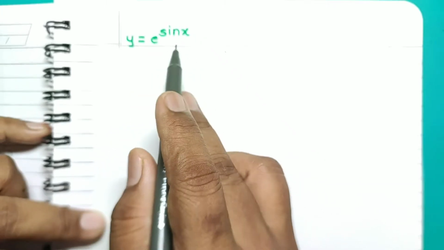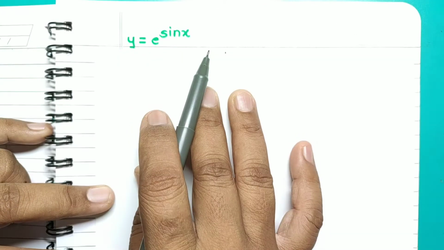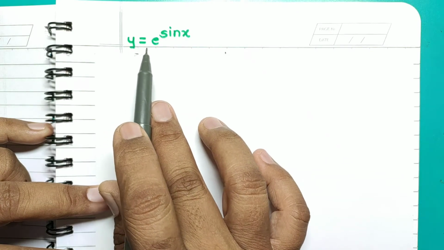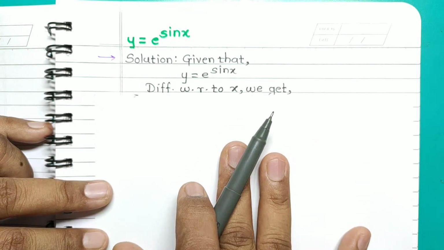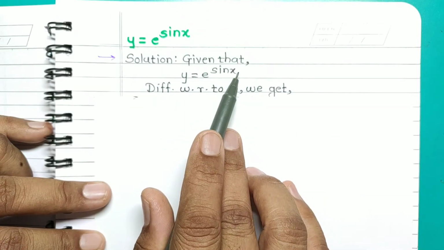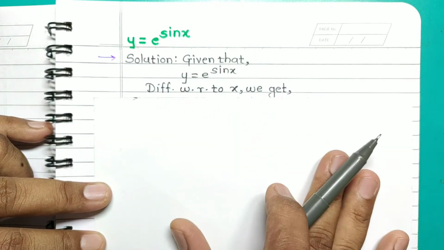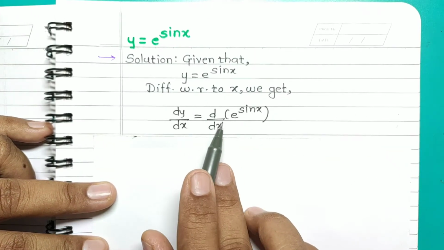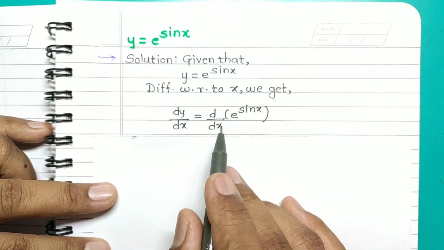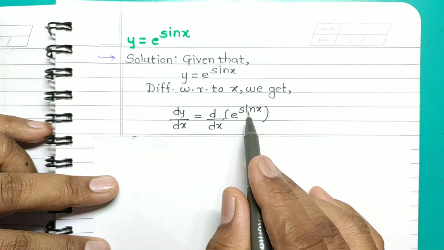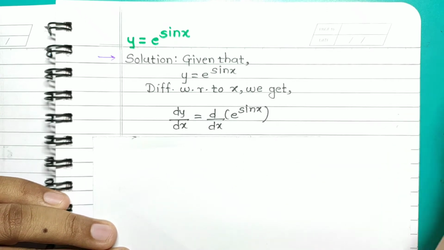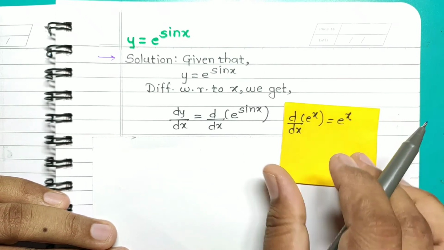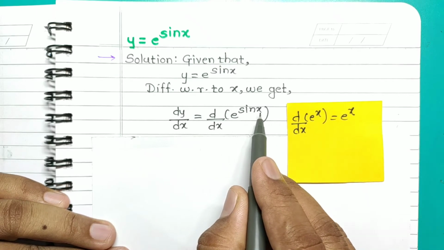Then the next given function is y is equal to e raised to sin x. So we have to find out the derivative of y, that is dy by dx. In the solution, you write down the given function y is equal to e raised to sin x. Differentiating with respect to x, we get dy by dx is equal to d by dx of e raised to sin x. Now here you observe that it is again a composite function and it is like e raised to something. So we are going to treat it as e raised to x. Instead of x, there is function sin x.